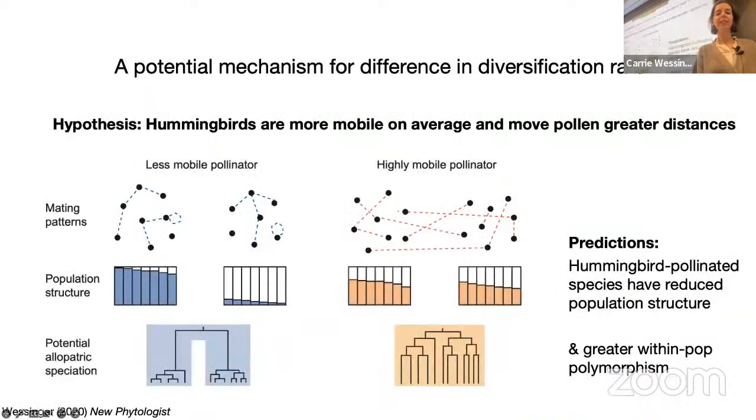So just really briefly, this potential difference in diversification rate is really compelling, and it leads to some hypotheses on underlying mechanisms. One that I've been thinking about is that maybe pollination by hummingbirds actually increases genetic cohesion between populations, because maybe hummingbirds are moving pollen greater distances across the landscape. And in theory, that increased genetic connectivity could reduce the opportunity for allopatric speciation, basically.